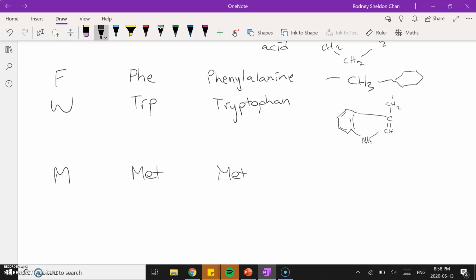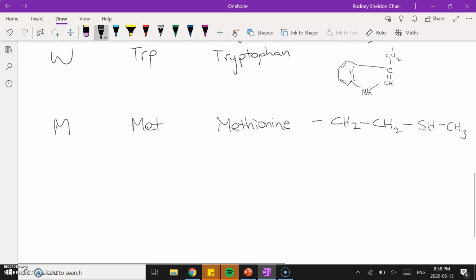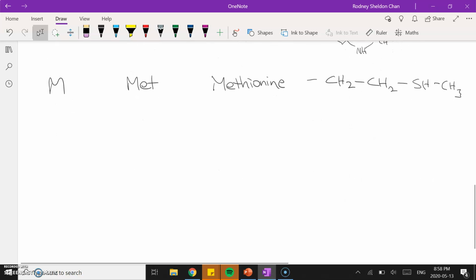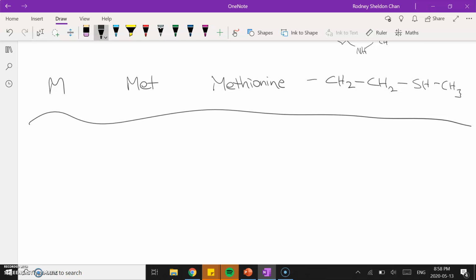Methionine is really easy to memorize because it's just a straight line. So I'm going to draw it sideways again. CH2, CH2 again, then S, then CH3. So just the sulfur in the middle. So we're done that part.